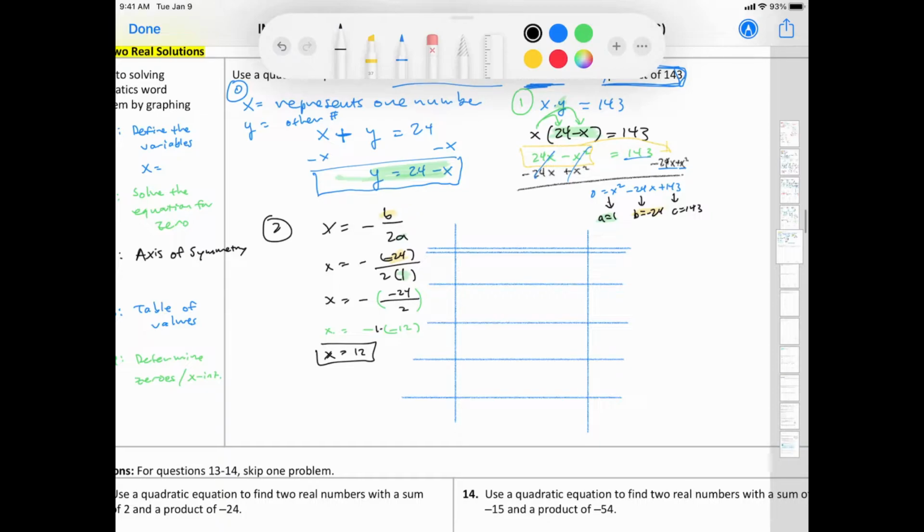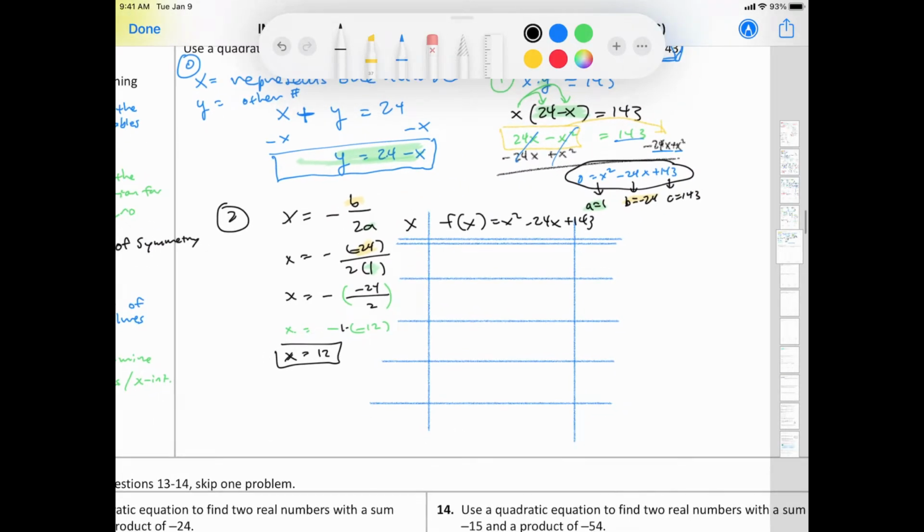And we're saying this is x, my function, over here. So that would be f of x equals x squared minus 24x plus 143. And we're saying this is our solution here. Remember, where does that go? Most important, that goes right in the middle. Always. So that'll be 12. And then you can just pick some numbers that go above it: 13, 14, and 11, and 10.